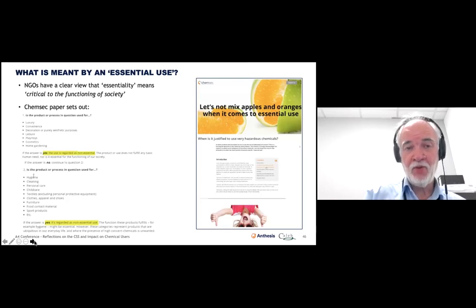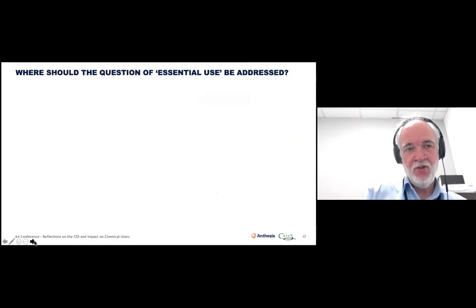And those that are promoting this approach to essential use as a shortcut will probably run into some difficulty when we start trying to set criteria for this, because I think the member states will be much more reluctant to have the values of their society being challenged through a chemical policy, but we'll see how that emerges. So there are several questions to be asked here, and one of them is, where should the definition or the question of essential use be addressed?